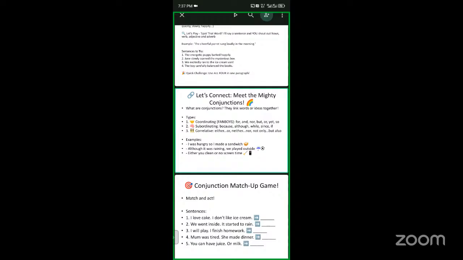Then neither, as well. Neither the boy nor the girl was present in school. Then not only did she read very well, but she also played as well. So all of that, they are all correlative. They go hand in hand with each other. You can't use one on its own.